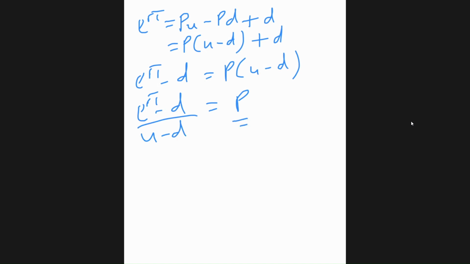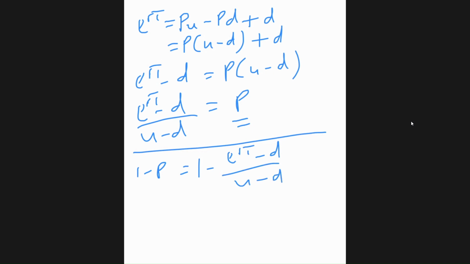So the other probability, the counterpart, is going to be 1 minus P, because the two events are mutually exclusive and they are exhaustive. So that is the probability that the price will go up. So 1 minus P is equal to 1 minus (exponential RT minus D) over U minus D. So you can work that out.